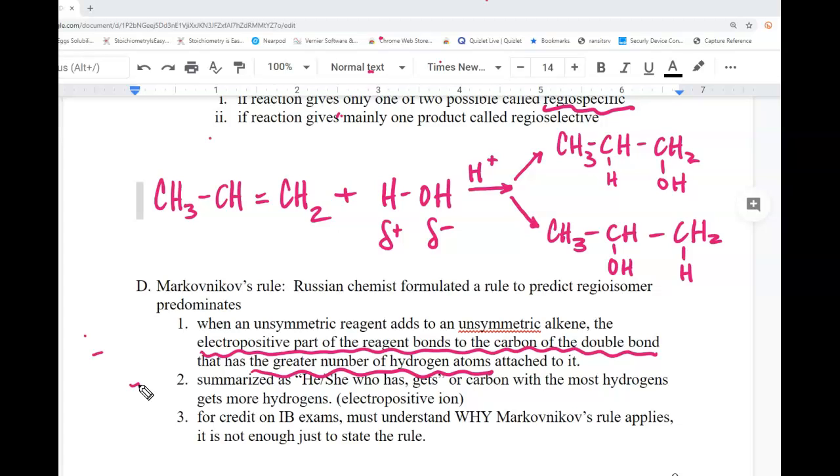You are going to have to be able to explain why. Once again, the more electronegative portion of the asymmetric reactant is better able to have its electronegativity spread out, or delocalized, over more carbons by placing it on the central carbon. So you must understand why Markovnikov's rule applies, and that is because we have two unsymmetric reagents.